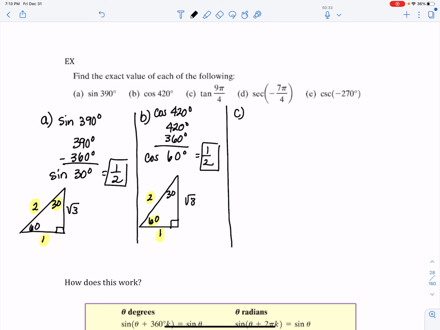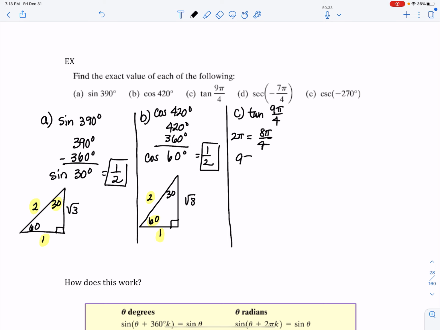C, tangent of 9 pi over 4. You have a couple of choices here. You can either change these from radians to degrees and figure it out that way, or you can leave it with the fraction. So listen, 2 pi. If I have a denominator of 4, I have to double the numerator. So double of 4 is 8. So 2 pi over 4, or 2 pi, is equivalent to 8 pi over 4.